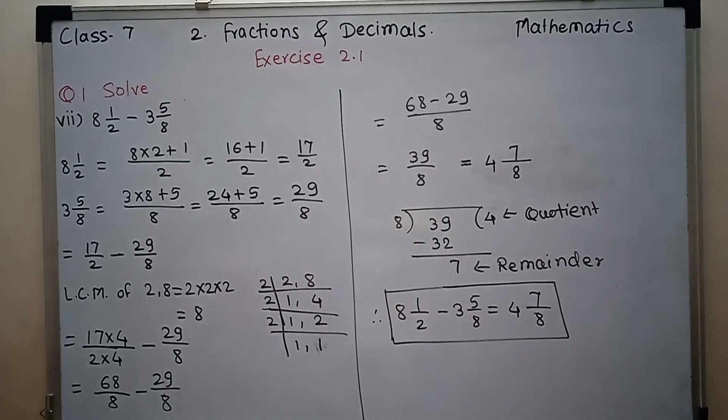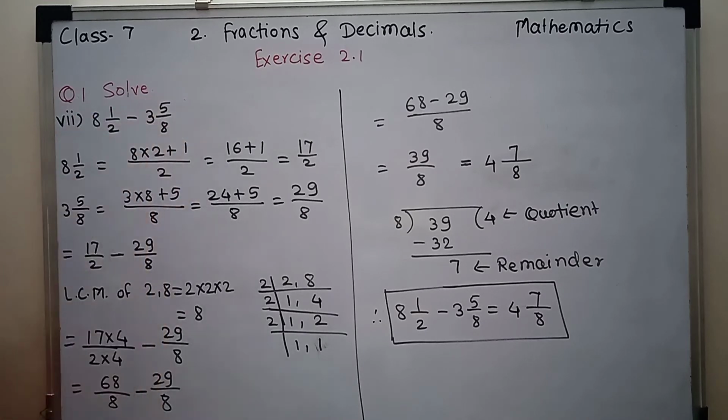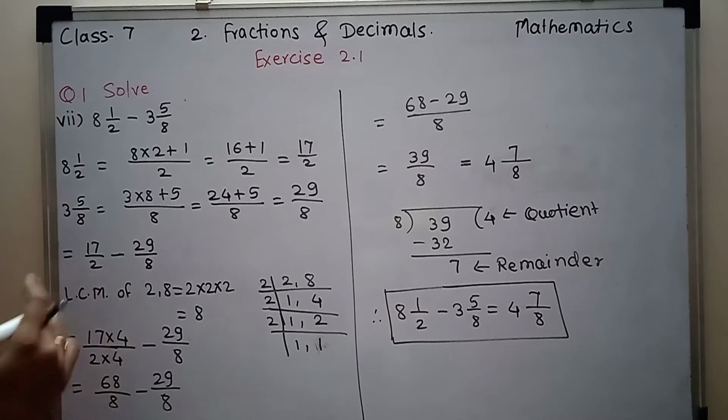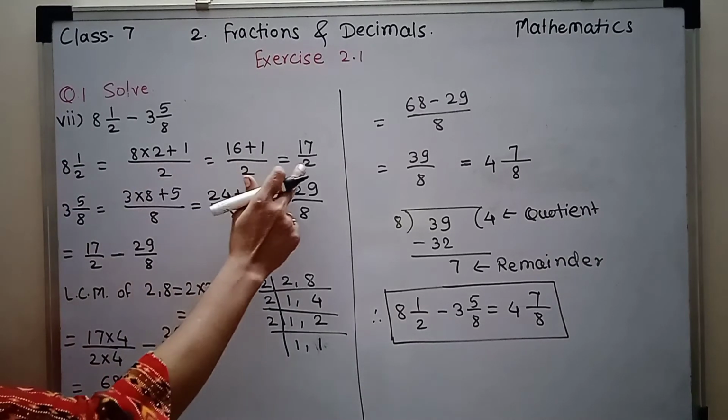So moving to the next question, that is the seventh one. 8 1/2 minus 3 5/8. Again, this is the subtraction of mixed fractions. So in the subtraction of mixed fractions, first of all we need to convert them into simple fractions.